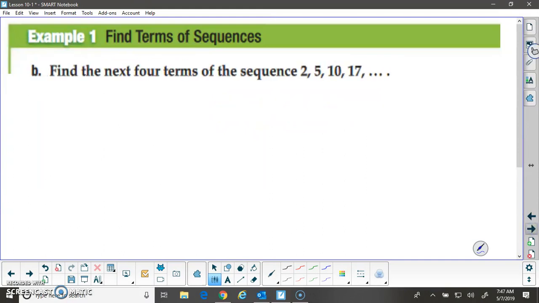Next one is the same directions. Find the next 4 terms of this sequence. This pattern, though, is a little bit different. It's not a common difference. It doesn't go up by 5 each time. You can see the first 2 numbers increases by 3, then it increases by 5, then it increases by 7. So we'd have to increase by 9 to get 26, then we'd have to increase by 11 to get 37, then we need to increase by 13 to get 50, and then increase by 15 to get 65.